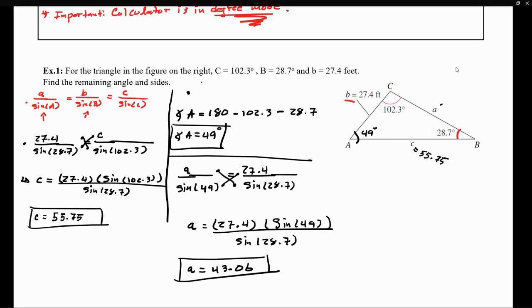So let me just write this down: 43.06. And now notice that we have solved the triangle, because we definitely know the measurement of all the interior angles and we definitely know the measurement of all sides. And this is one of the ways that you can use the law of sine to find the measurement of sides and the measurement of interior angles.